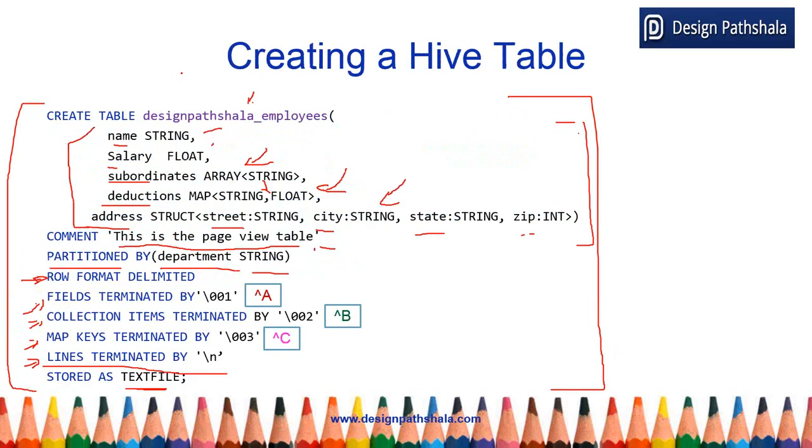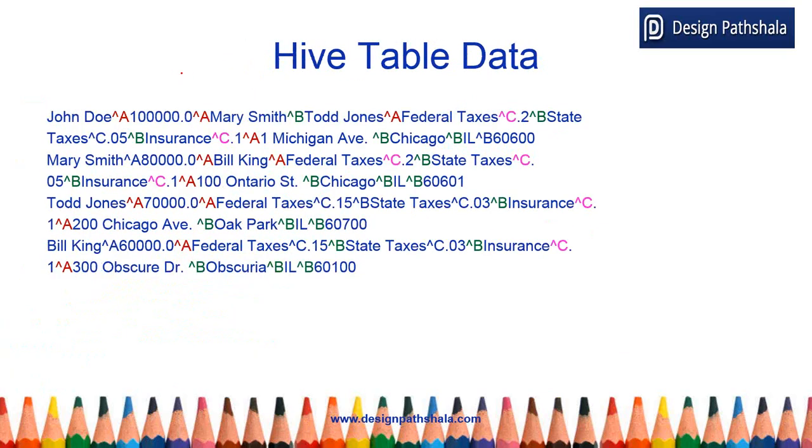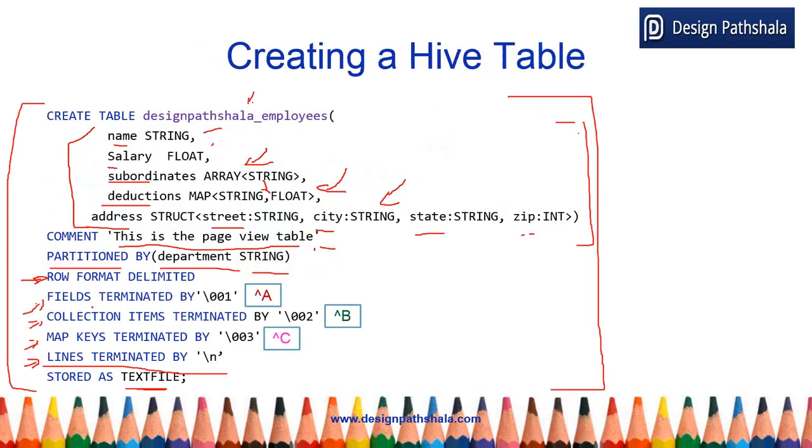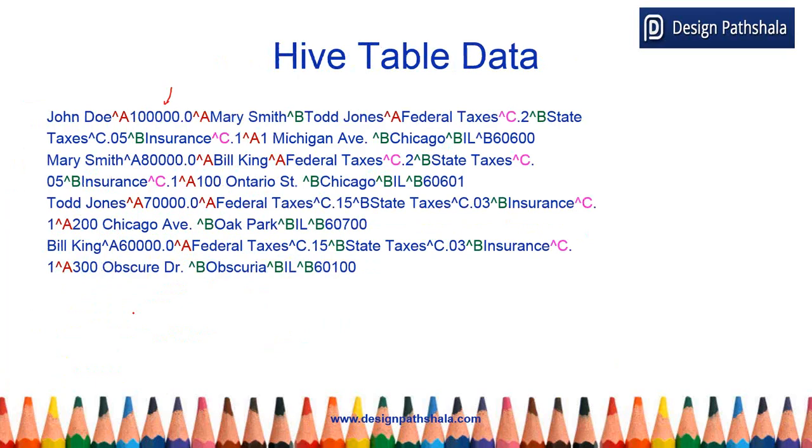Second thing is the salary, a float. Again, both of them are separated by Control A, because our fields were terminated by Control A.